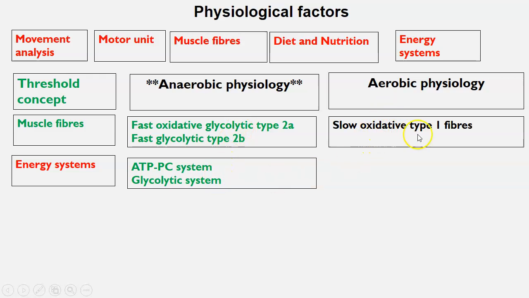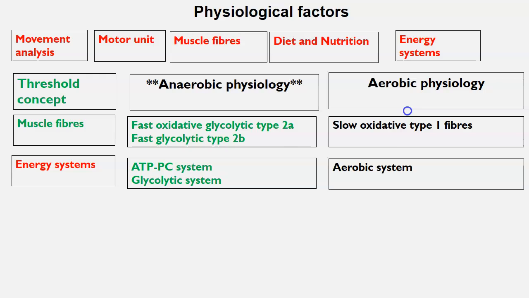We also have slow oxidative type 1 muscle fibers, or slow twitch muscle fibers, that we know are aerobic. They've got high capillary density, high mitochondrial count, and high myoglobin count. Remember, myoglobin is a protein that transports oxygen to the mitochondria, and mitochondria is where aerobic energy production takes place. We also have the aerobic energy system, which is linked to our aerobic physiology, the use of oxygen to create energy. So that's what we've looked at so far, but in today's screencast we are focusing on energy for exercise.